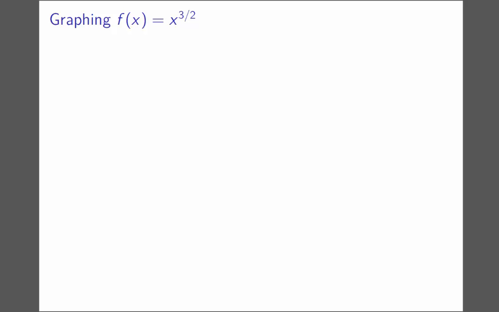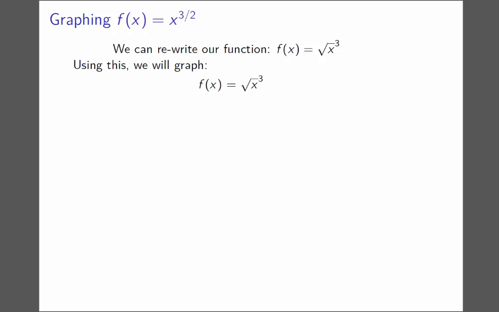In this video, we will graph the function f of x equals x to the 3 halves. Recall, we can rewrite our function as f of x equals the square root of x cubed, because x to the 1/2 power is the square root of x. Using this, we will graph f of x equals the square root of x cubed.